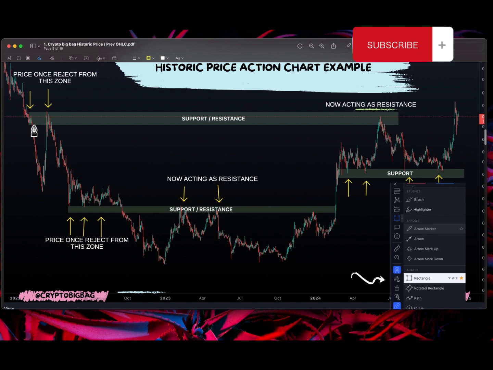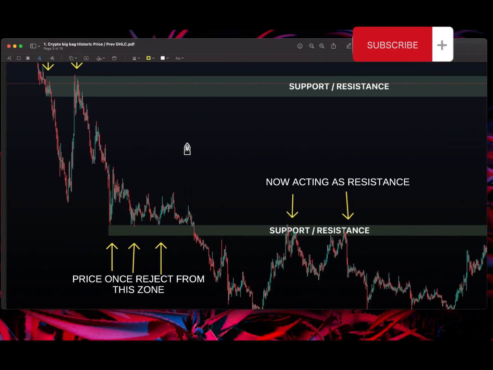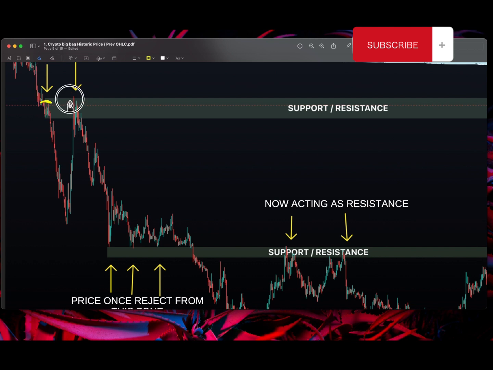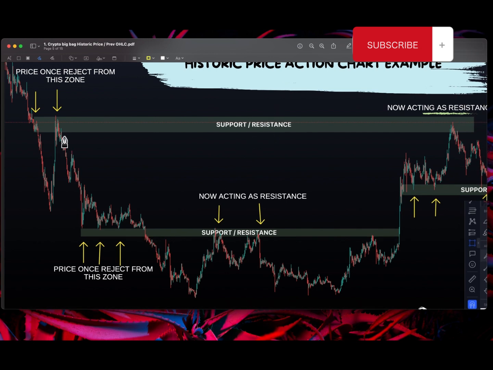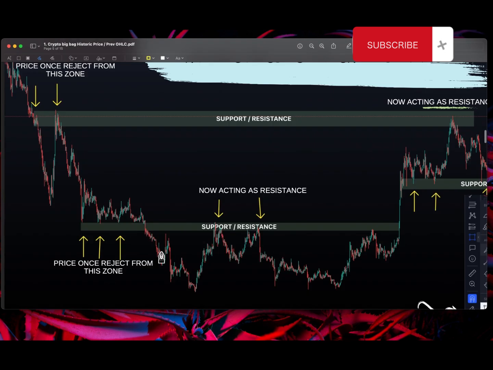For example, as you can see right here, let me zoom in so you can see. There was a swing high here, another swing high here, forming a double top. Price rejected from that point. We can highlight this point historically, on the monthly, April, July, August. At some point in time, price rejected here, and we can highlight this zone as a potential resistance.